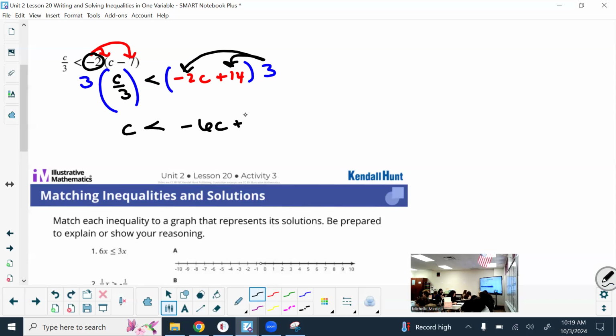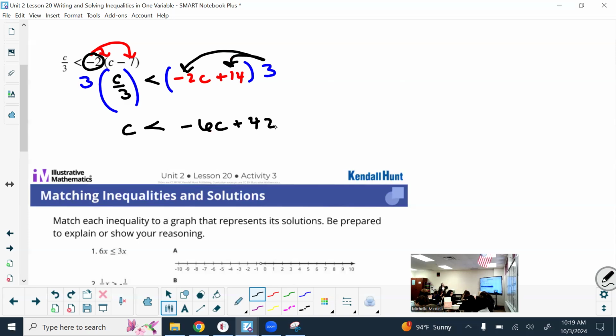Don't be afraid to use a calculator. I don't even know that off the top of my head. But 14 times 3 is 42. Okay, good. It's a positive times a positive, so this is a positive. All right, now we can more effectively move the variable to one side now that this is no longer a fraction.